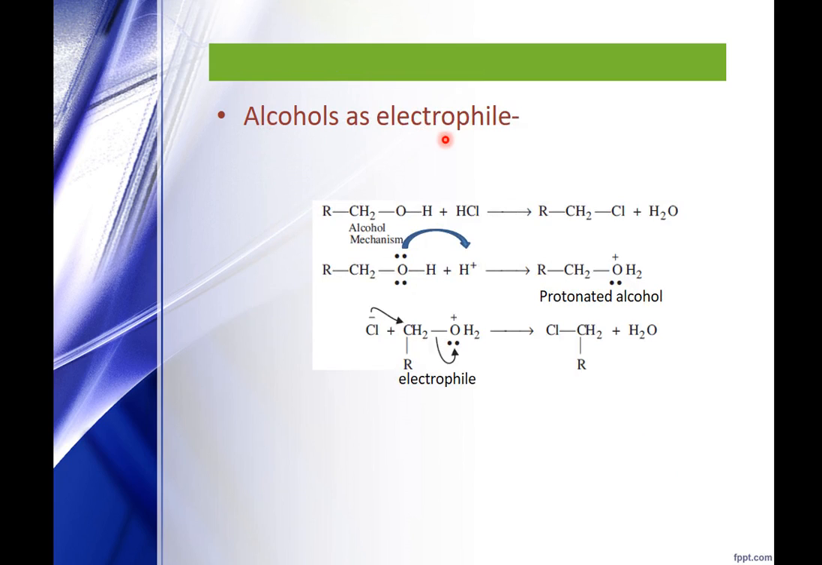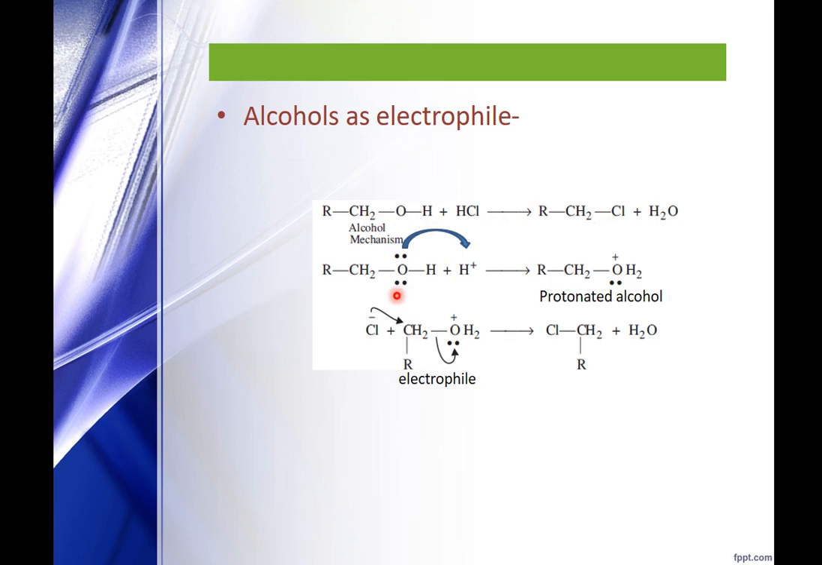Then alcohols as electrophile. As electrophile, alcohols behave in the form of protonated form. This is alcohol with HCl. This product can be formed.